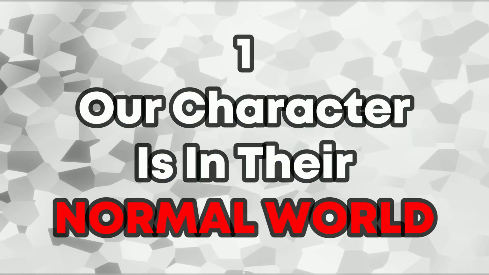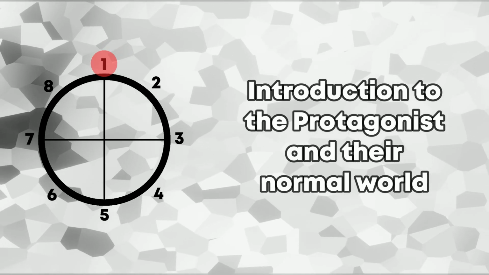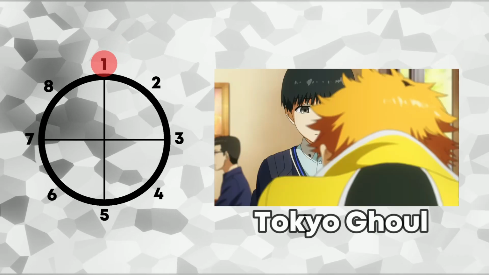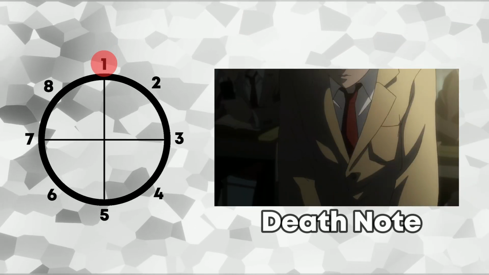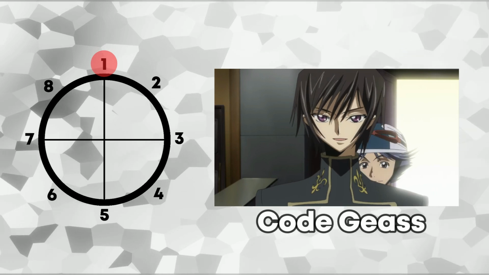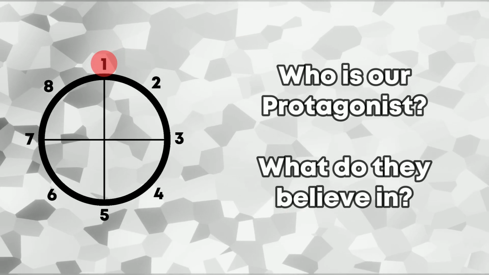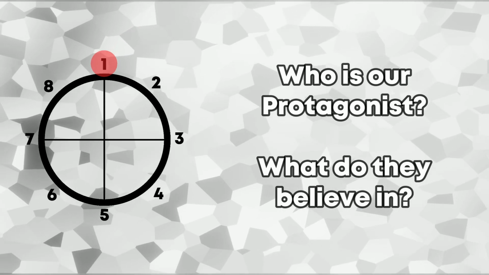1. Our character is in their normal world. This is our introduction to our protagonist and the world as they see it. This is Kaneki before he becomes a ghoul, Light before he finds the Death Note, or Lelouch before he gains the power of the Geass. The goal of this section is to establish who our protagonist is and what they believe.